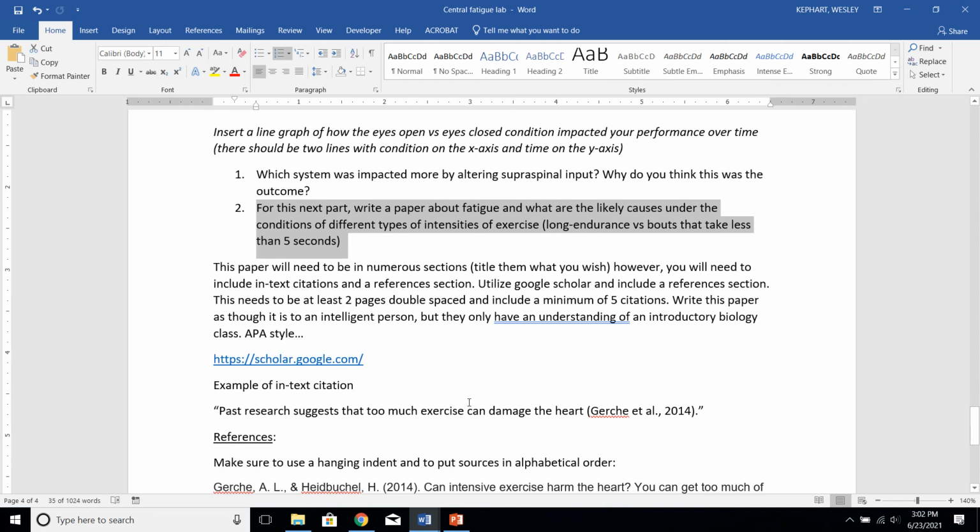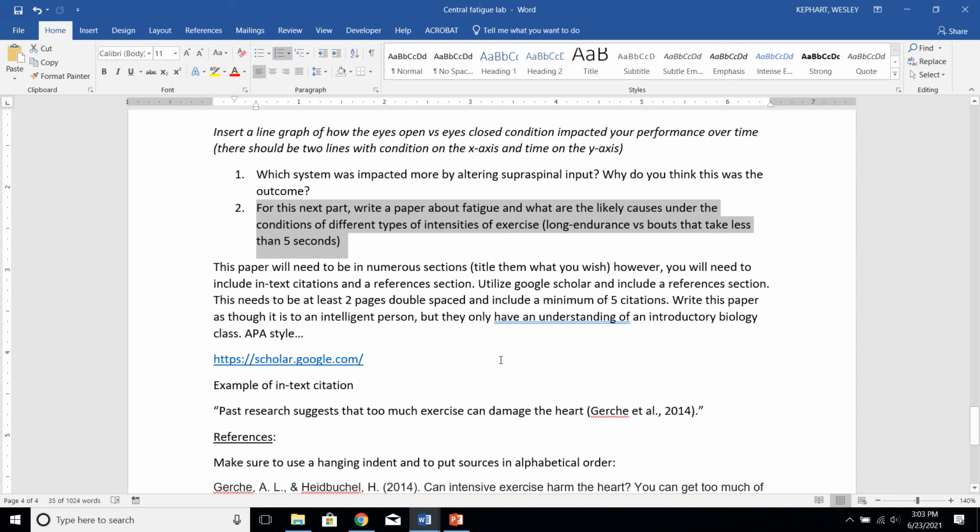Write the paper. I've alluded to it already. Just a few more aspects about this. It needs to be at least 2 pages double spaced. There's no limit on how many pages it can be, because fatigue is a really interesting thing. Utilize Google Scholar. Include a references section. Really, what you want to be doing in this is explain what fatigue is, some of the studies, how we know about central fatigue, peripheral fatigue, and how maybe they differ in the types of exercise intensities that we're actually doing. So hopefully, you've used Google Scholar before.